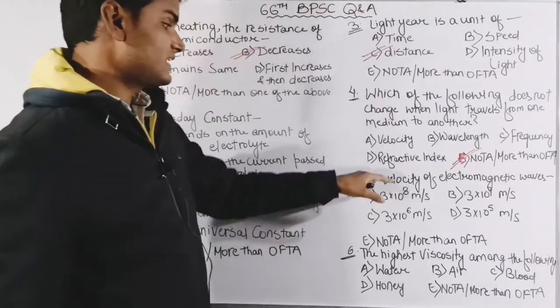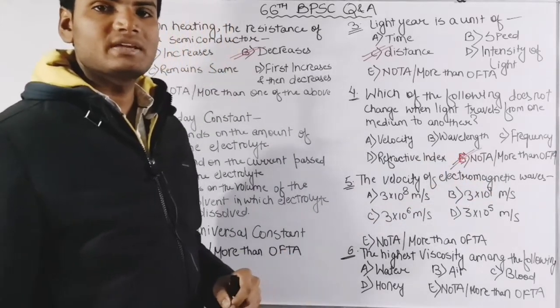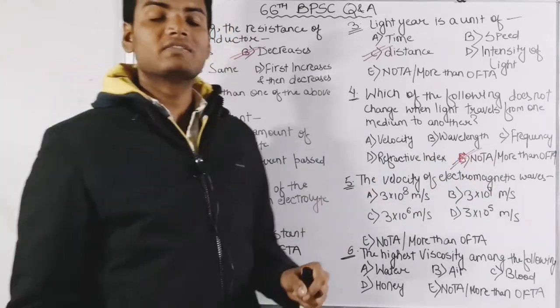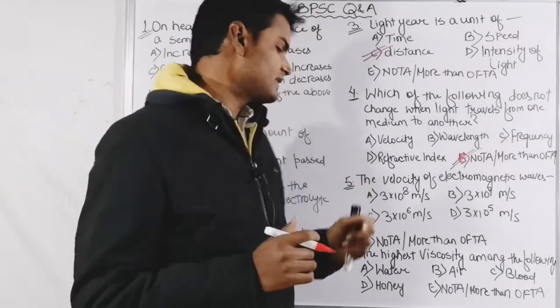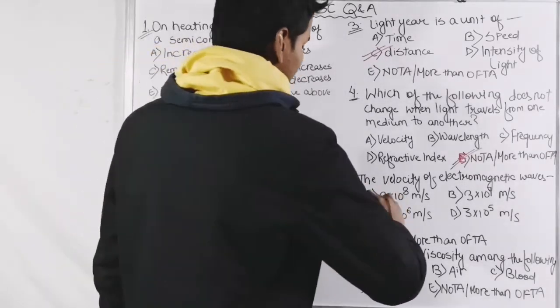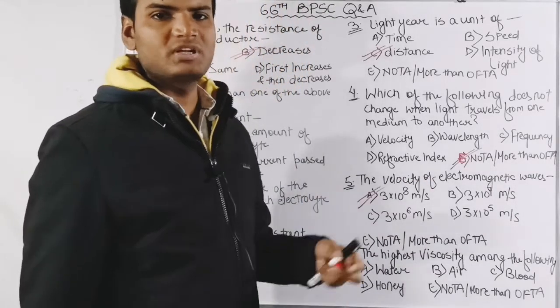Now there comes the velocity of electromagnetic waves. Here it is asking the velocity of electromagnetic waves in the vacuum medium, which is equal to 3 into 10 to the power 8 meter per second. It's a direct question, no explanation for this.